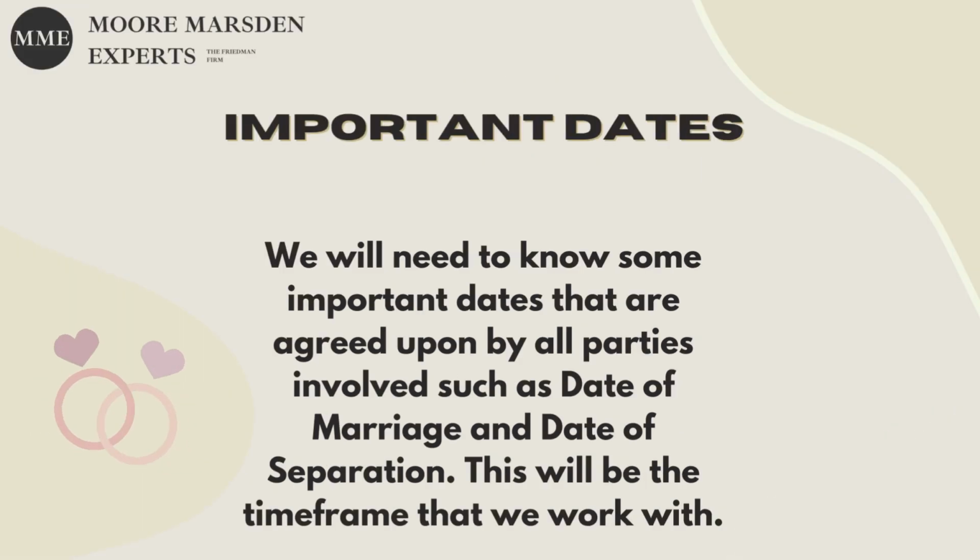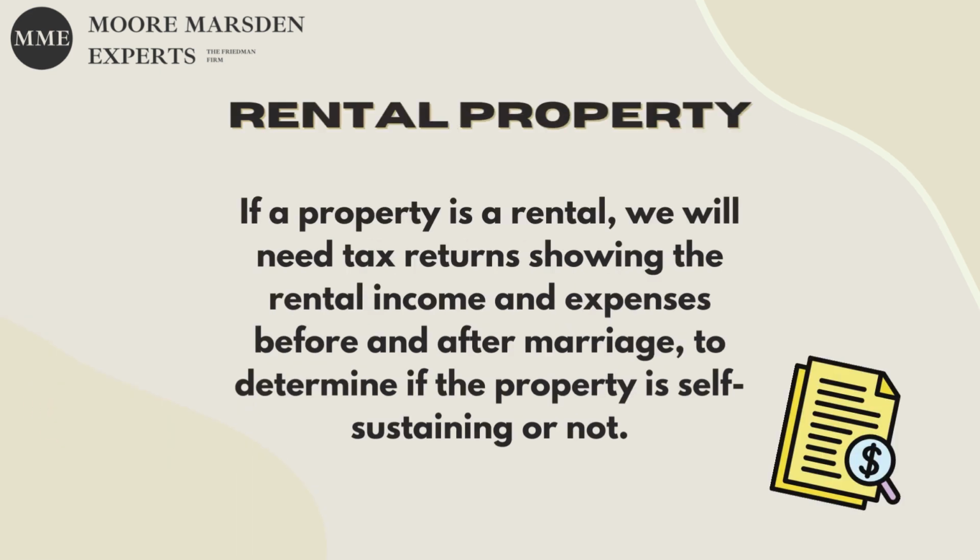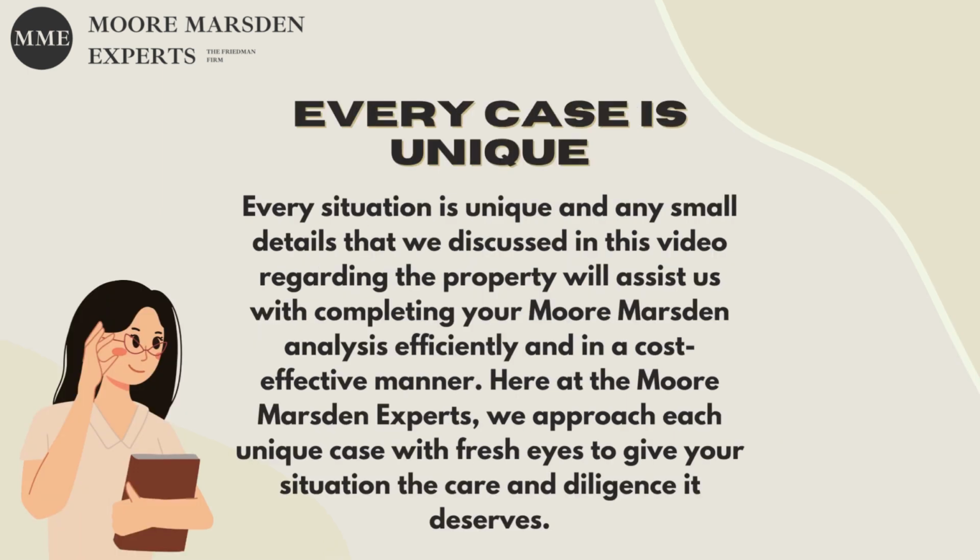We will need to know some important dates that are agreed upon by all parties involved, such as date of marriage and date of separation. This will be the time frame that we work with. If a property is a rental, we will need tax returns showing the rental income and expenses before and after marriage to determine if the property is self-sustaining or not. Every situation is unique, and any small details that we discussed in this video will assist us with completing your Marsden analysis efficiently and in a cost-effective manner.